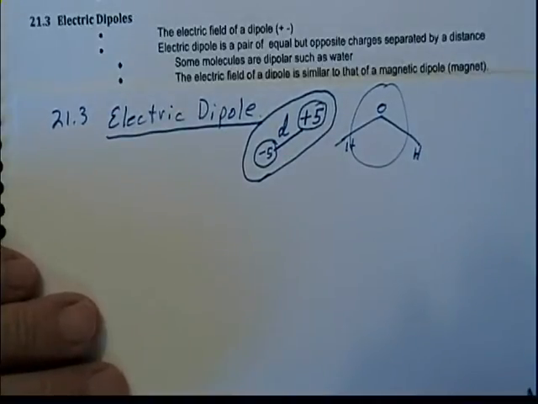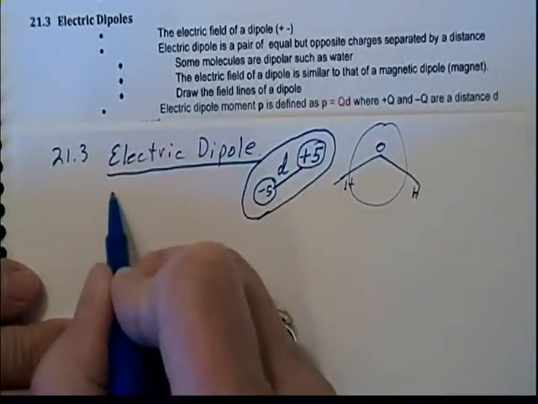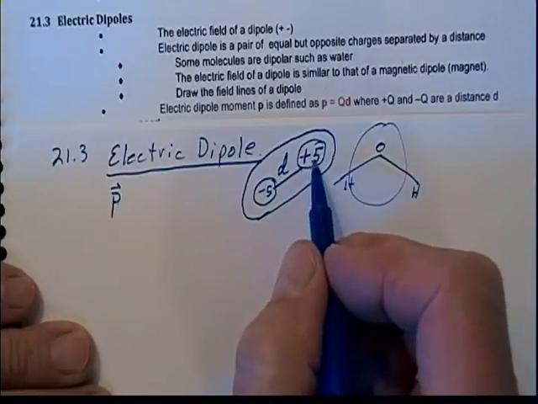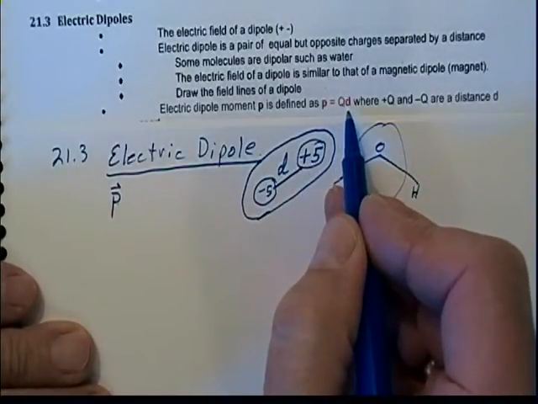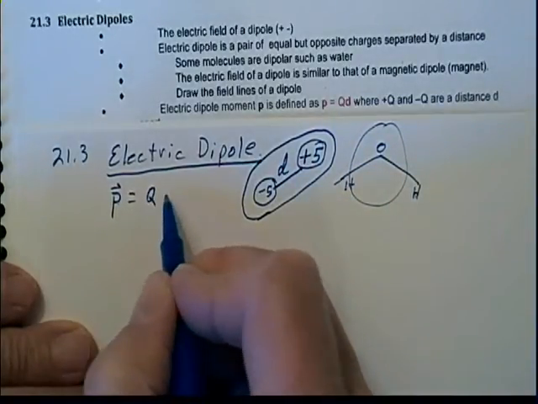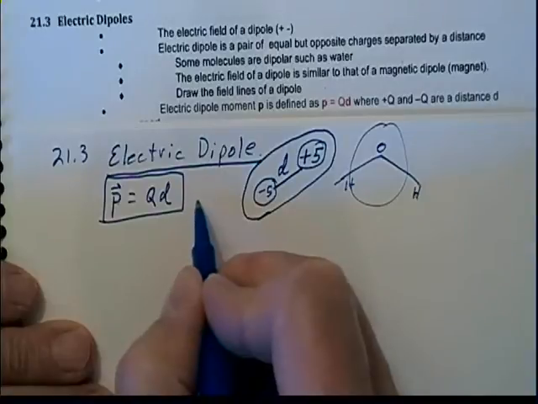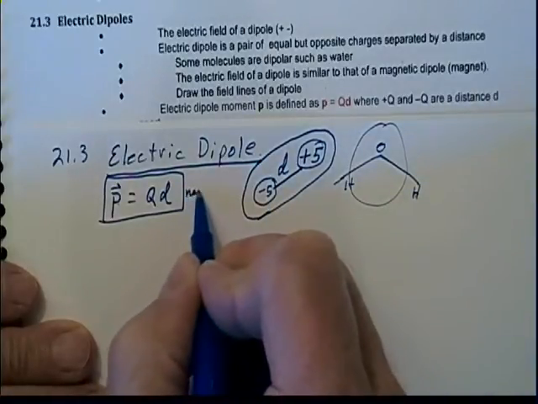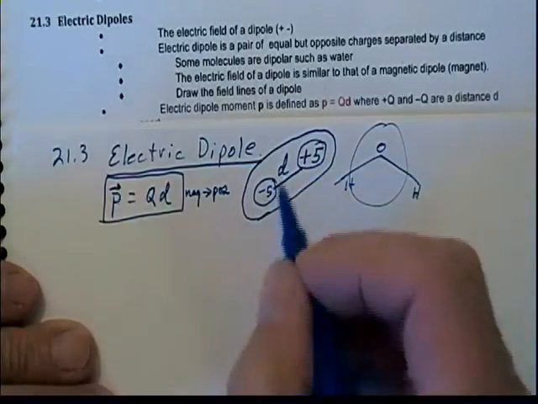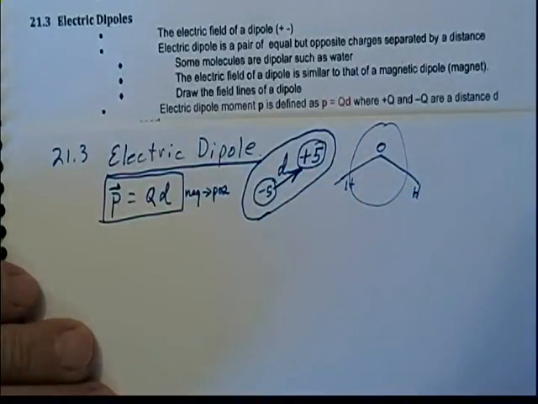Then what we do is we define this as a vector, and we define this vector as p. That's a small p. Remember, p is also used for momentum, so you have to be careful. p equals q times d, where q is the positive charge, times the distance d. And the vector points from the negative to the positive. That defines the vector going in this direction for this dipole. Dipoles always have a direction.